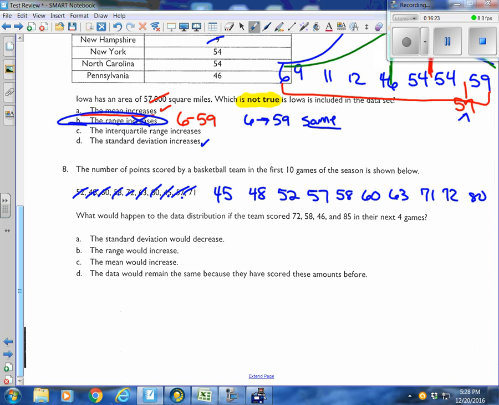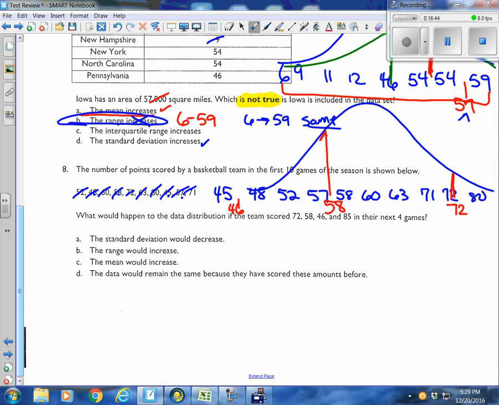What would happen to the data distribution? So here's my original data. Remember, we're going to represent it with a bell curve. This is just a good way of doing it. What would happen to the team if we scored 72? So we'd have another 72 here. 58 is going to be right here. 46 is right here.